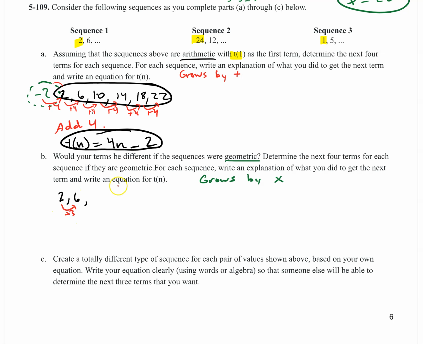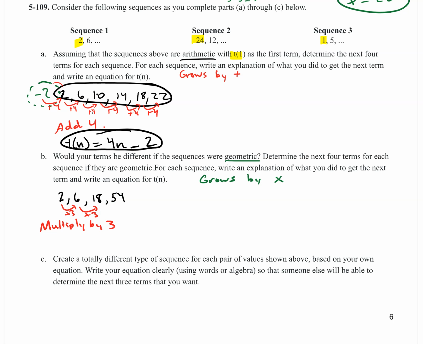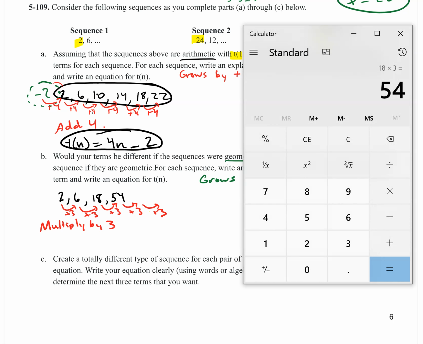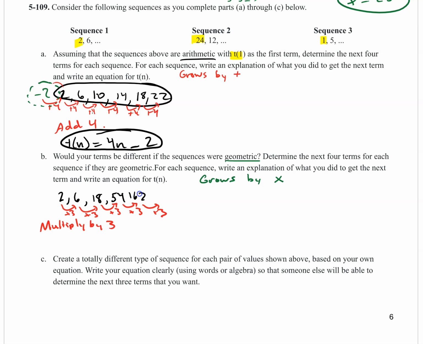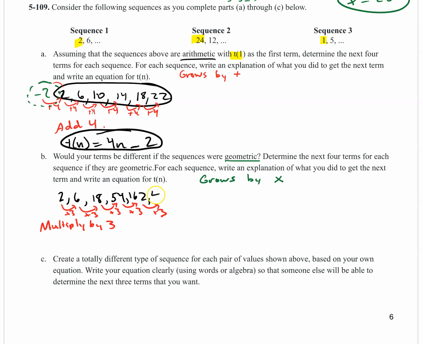2 times 3 is 6. Of course, 2 times 3 is 6. So let's keep following the pattern to move forward. Let's multiply by 3. 6 times 3 is 18. 18 times 3 is 54. And keep multiplying by 3. 54 times 3 is 162. And lastly, 162 times 3 is 486. So we have the next 1, 2, 3, 4.